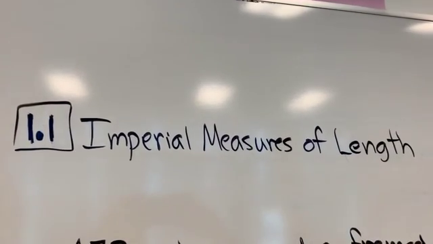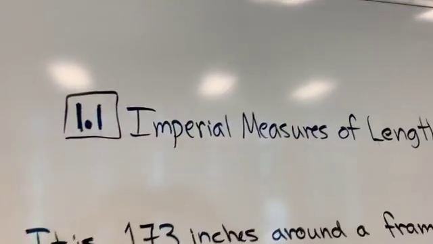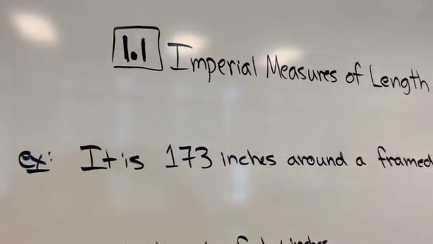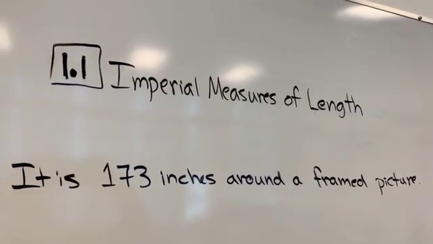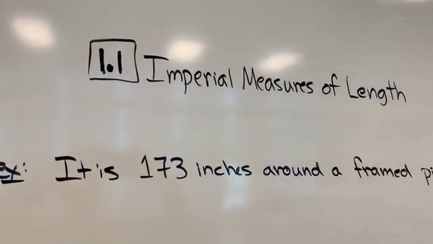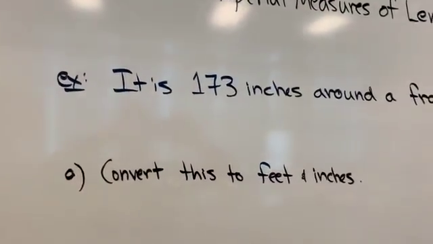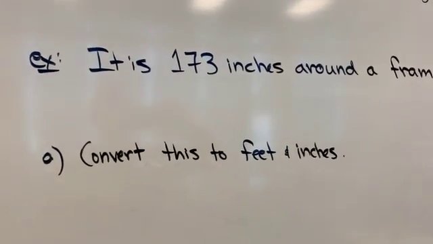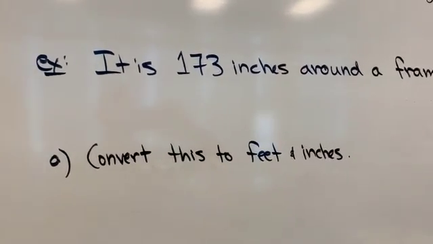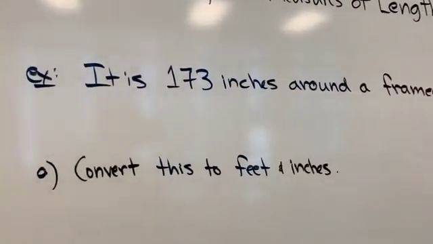This example comes out of lesson 1.1, Imperial Measures of Length. And so we're starting with, it's 173 inches around a large framed picture, 173 inches. And the first part of the question asks us to convert that to feet and inches, in the same way I would say I'm 5'10" rather than saying I'm 70 inches tall. So the question is, how do I change 173 inches into feet and inches?